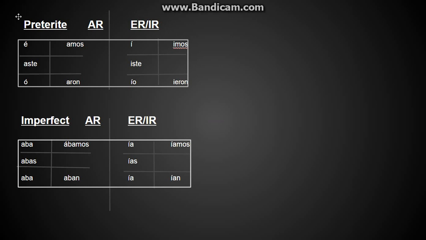Here are the conjugations for preterite and imperfect verbs. For preterite AR, it should be aste, ó, amos, and aron. For ER-IR preterite, it should be iste, ió, imos, and ieron. The conjugations for imperfect AR should be aba, abas, aba, ábamos, and aban. As you can see, the yo form and the he-she form are the same. Same with ER-IR. The conjugations are ía, ías, ía, íamos, and ían. The yo form and the he-she form are the same.